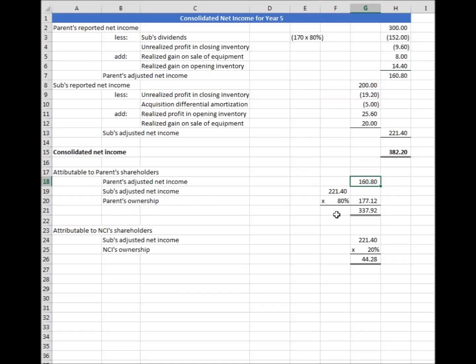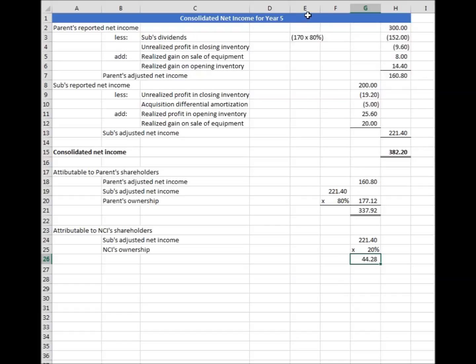And then we're taking the sub's adjusted net income, which is right over here, and we're just multiplying it by the parent's ownership portion, which will give us 177.12, and adding that together, which will give us a total of 337.92. So that's the profit attributable to the parent, and then we have the non-controlling interest, which is even easier because we don't have any of this side stuff over here. We just multiply that by the non-controlling interest, and that'll give us $44.28, or I don't even know if these are cents. It might be in thousands. Anyway, that's it for the consolidated net income.